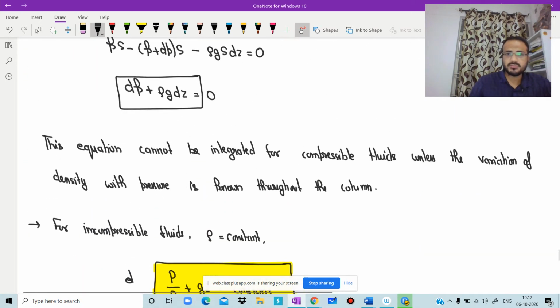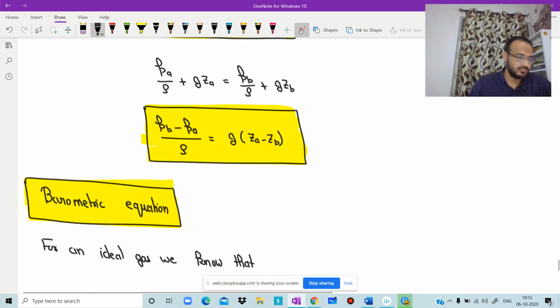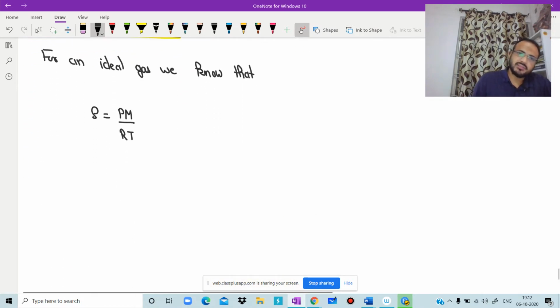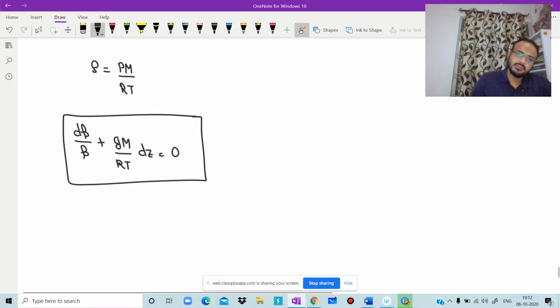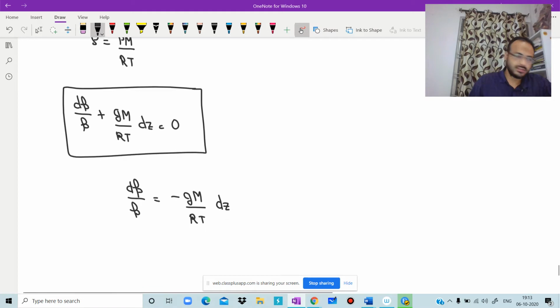You have this equation, dp by rho plus g into dz is equal to 0. At the place of rho, we are going to write this one. So we will get dp by p plus g into m by RT into dz is equal to 0. Is it clear? So you will get dp by p is equal to minus of gm by RT into dz.